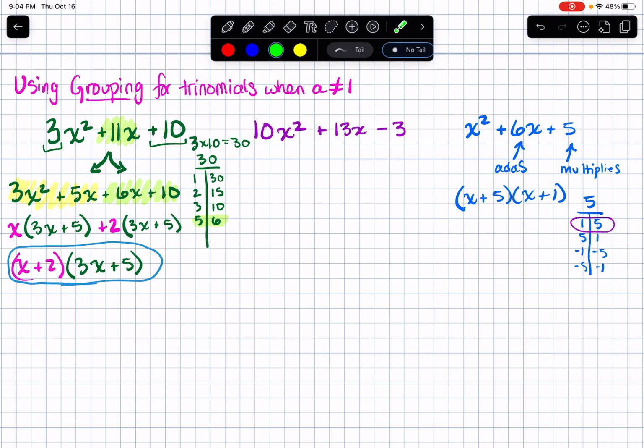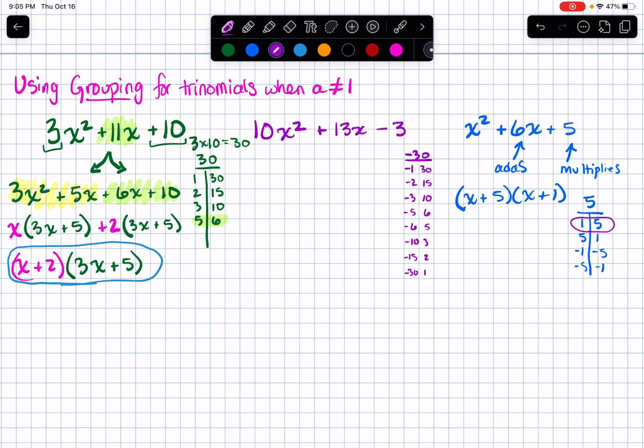So let's try that again over here. I have 10x squared plus 13x minus 3. My first step, I'm going to take that negative 3, multiply it by 10. That gives me negative 30. So for negative 30, I could have negative 1 and 30. I could have negative 2 and 15. I could have negative 3 and 10. I could have negative 5 and 6. Or I could have negative 6 and 5. Negative 10 and 3, negative 15 and 2, negative 30 and 1.